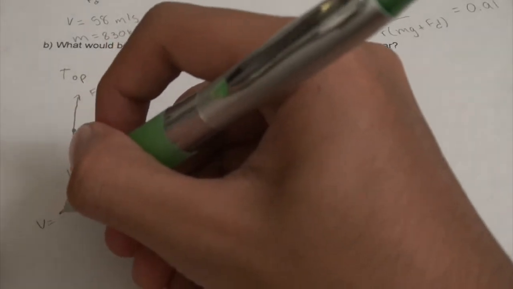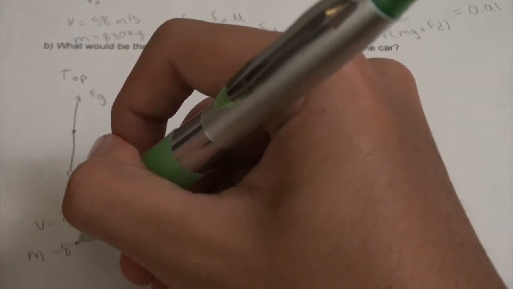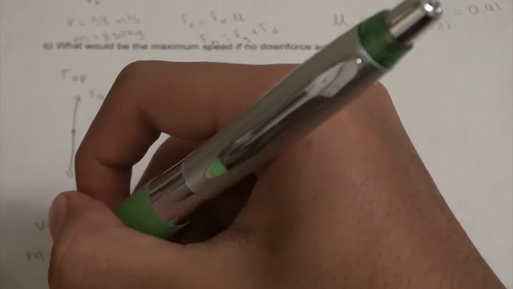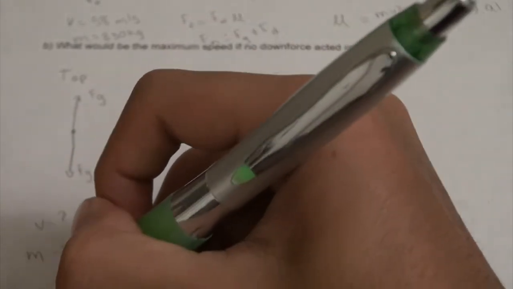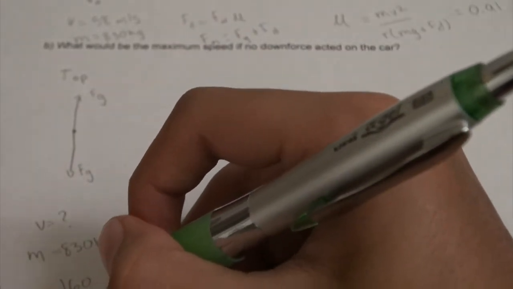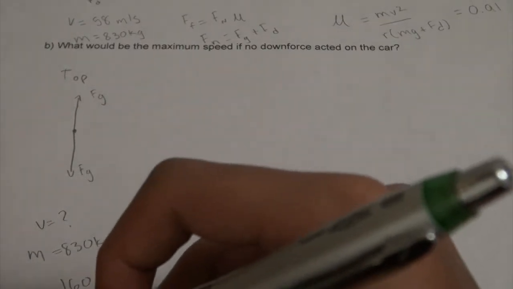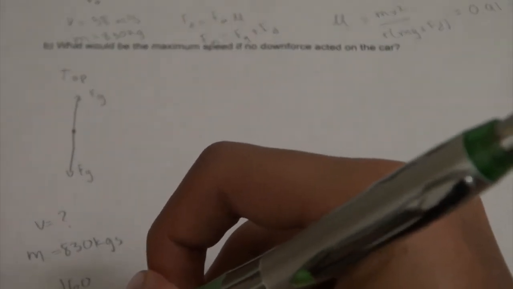We are trying to find out v. We know that the mass of the car is still 830 kgs. We know the radius is still 160 meters. We know that the downforce, or Fd, is 0 because it is non-existent. We know u, the coefficient of static friction, from our previous problem to be 0.91.